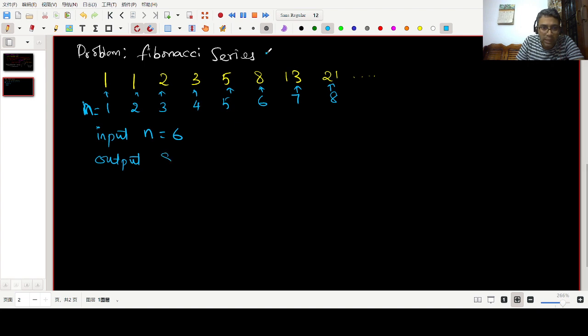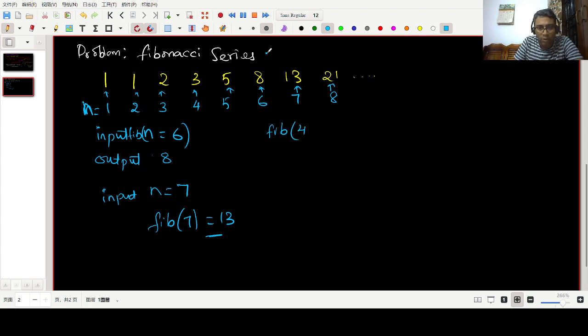When input n equal to 7, then I should get the return of the Fibonacci function, fib of 7. I should get 13 as the output. Suppose fib of 4, then I should get 3.